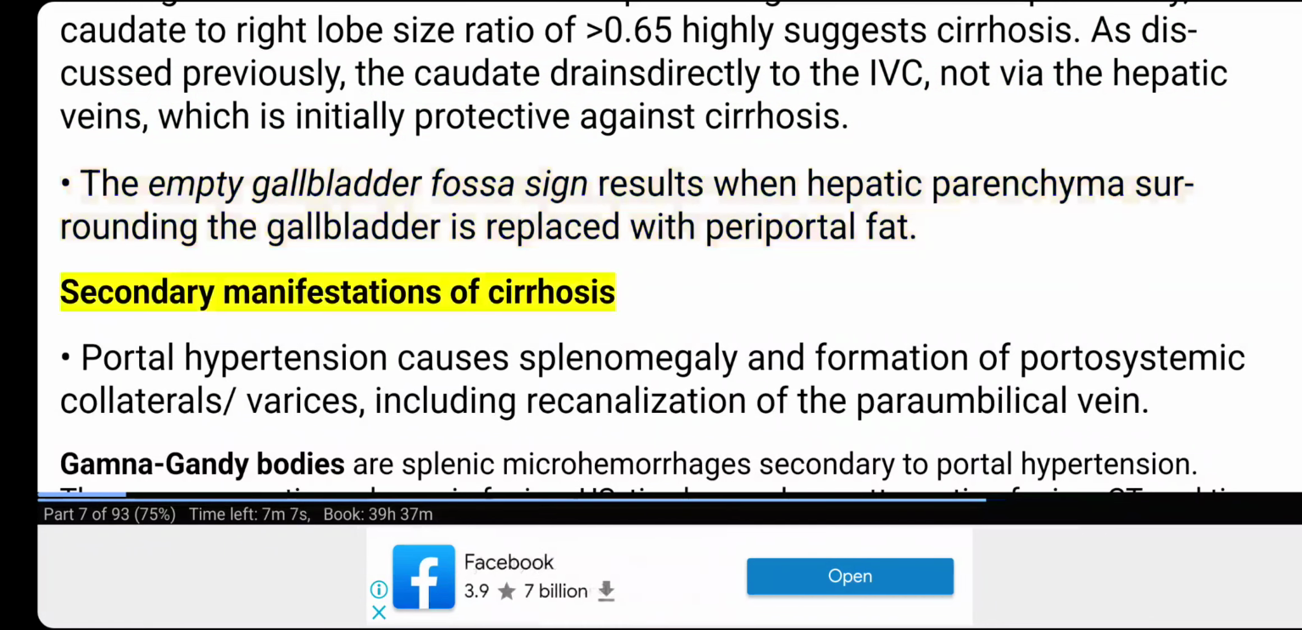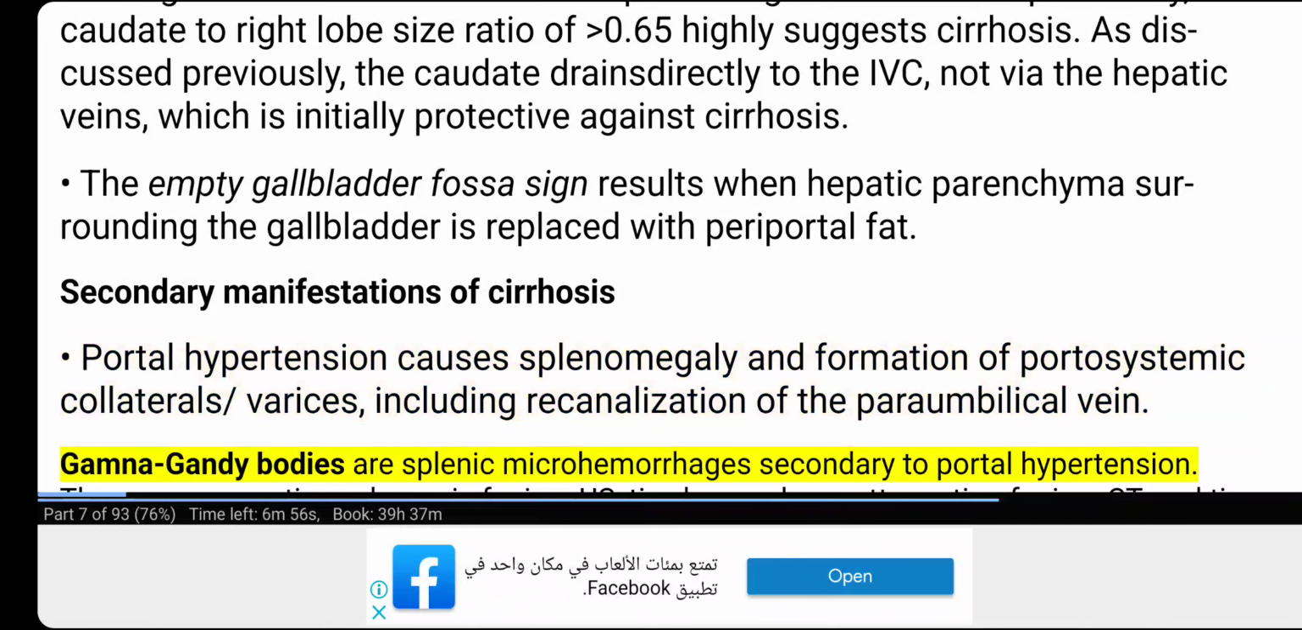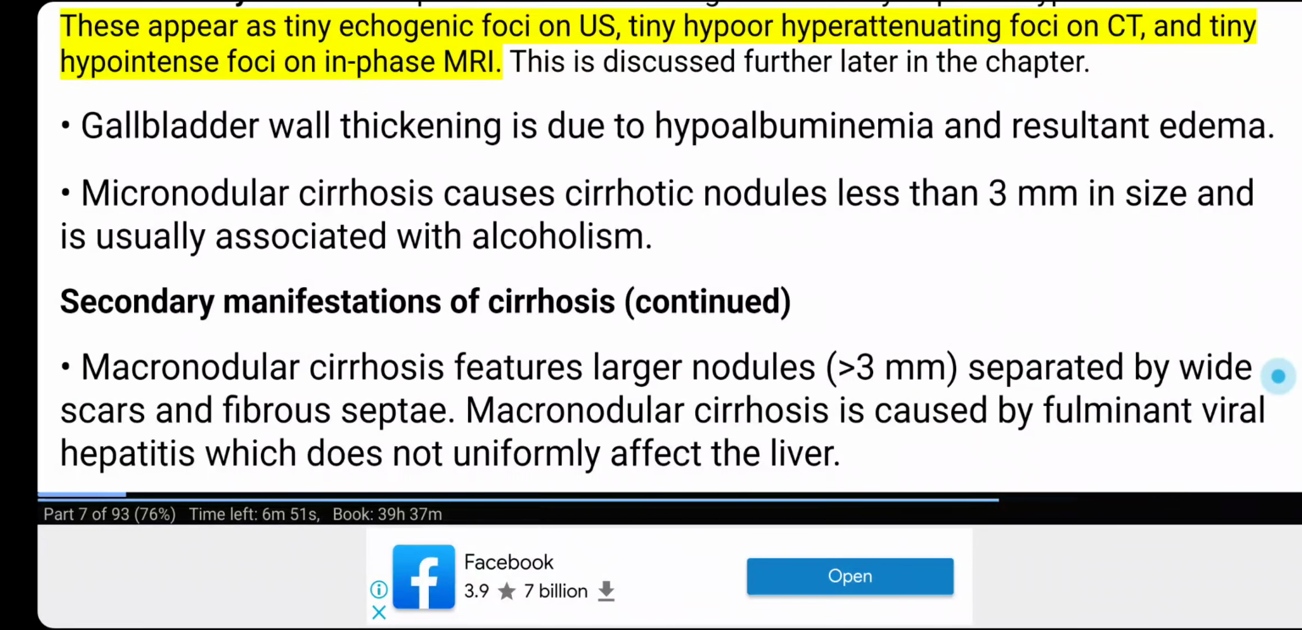Secondary manifestations of cirrhosis. Portal hypertension causes splenomegaly and formation of portosystemic collaterals, varices, including recanalization of the paraumbilical vein. Gamna-Gandy bodies are splenic microhemorrhages secondary to portal hypertension. These appear as tiny echogenic foci on US, tiny hyperattenuating foci on CT, and tiny hypointense foci on in-phase MRI. This is discussed further later in the chapter. Gallbladder wall thickening is due to hypoalbuminemia and resultant edema.